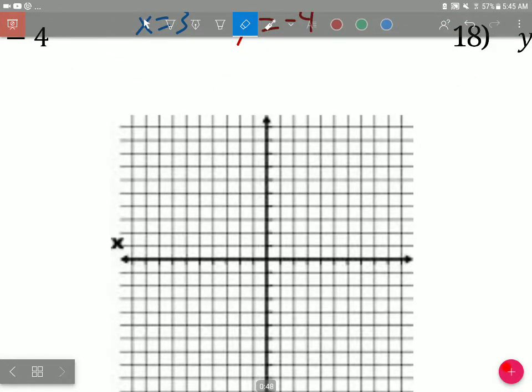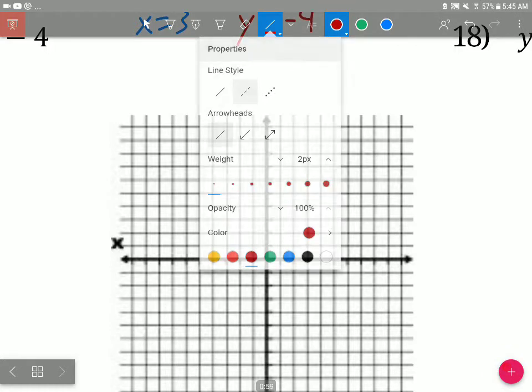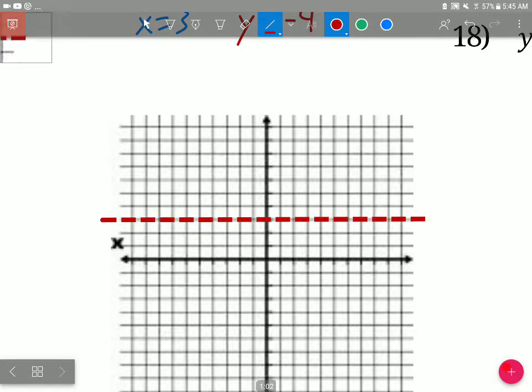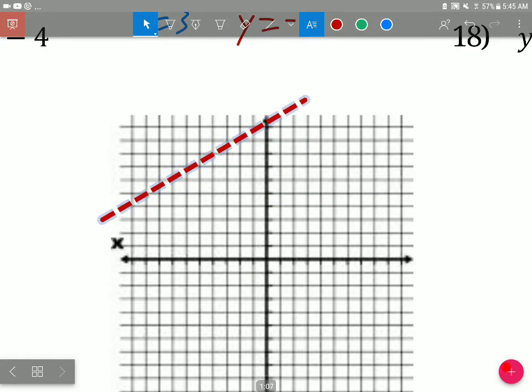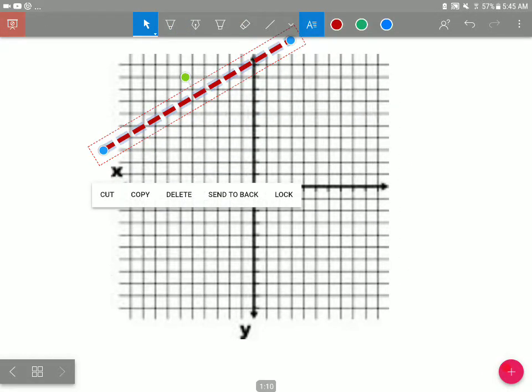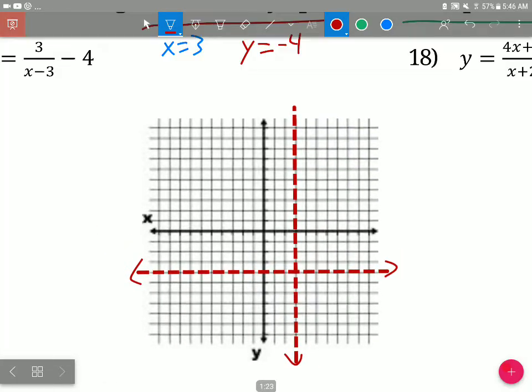Oh, I forgot, I can use a line. Let's use brown. So x equals 3. No, that's a y. X equals 3 and y equals -4, because they go on forever. Alright, so there's my asymptotes. X equals 3, y equals -4.